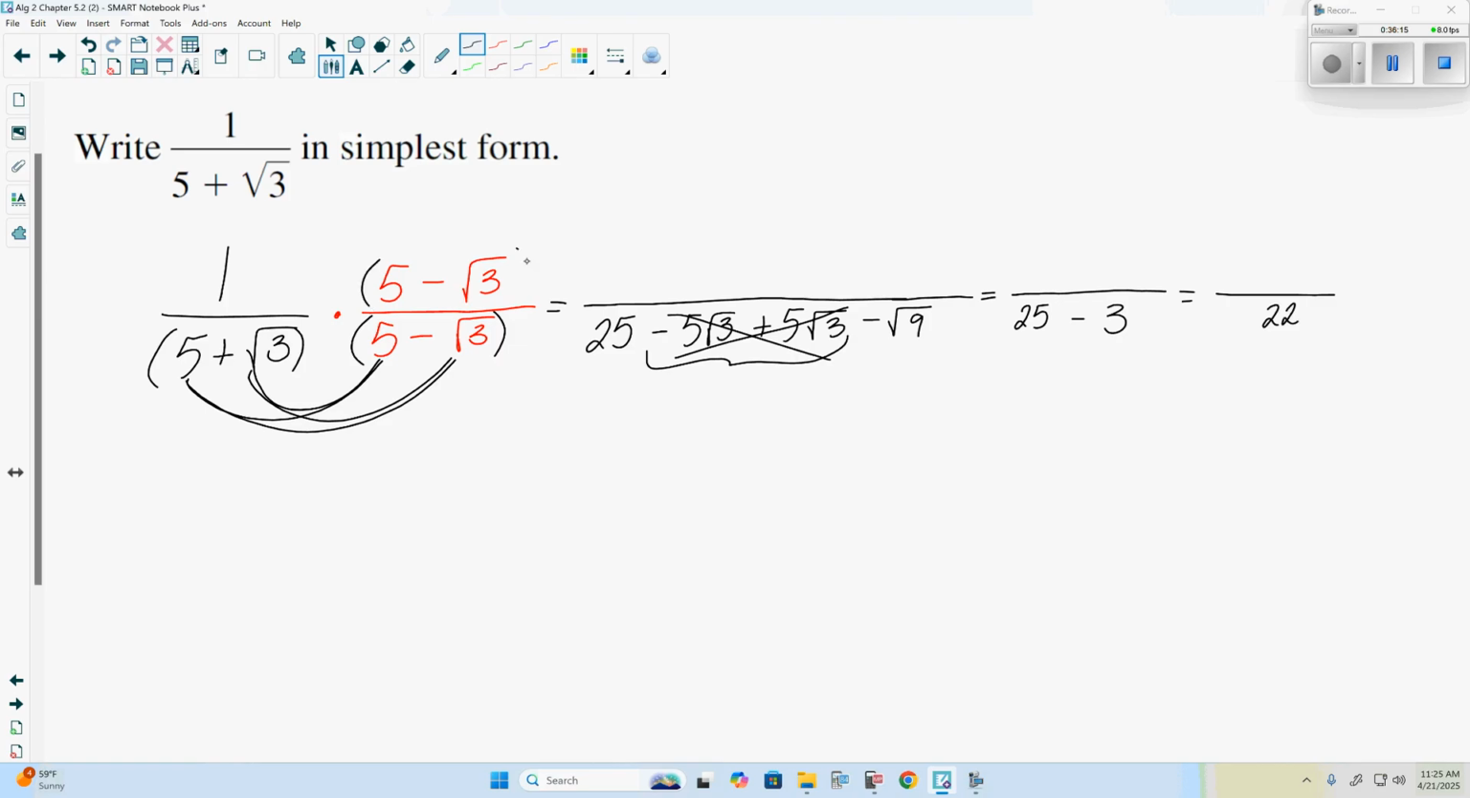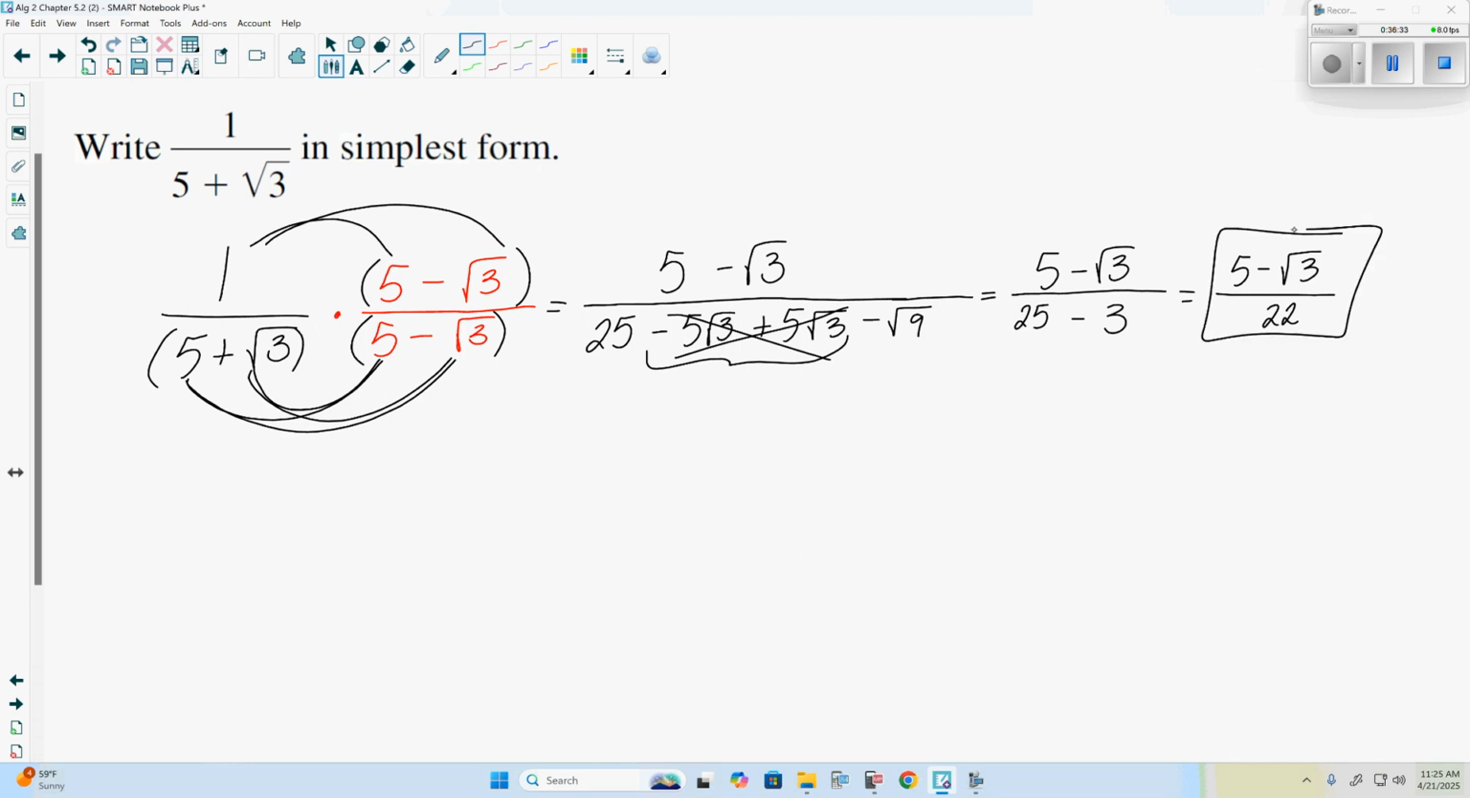Well, we also have to multiply this on top. Well, 5 times 1 is 5. 1 times negative square root of 3 is negative. No like terms on top and bottom. That is as simplified as it gets. Questions on this here?